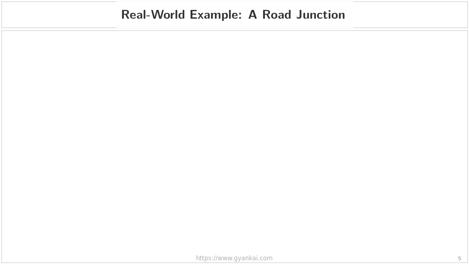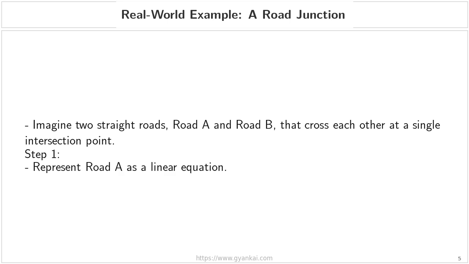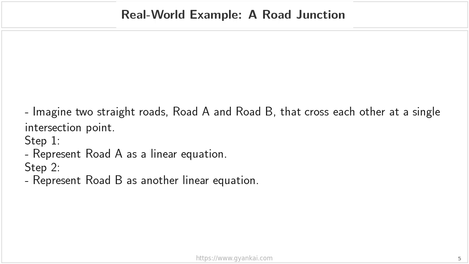Real-world example, a road junction. Now that we understand the theory behind intersecting lines, let's bring this concept to life with a real-world example. Imagine you are looking down at a map of a small town. You see two straight roads, let's call them Road A and Road B, that cross each other at exactly one intersection point. To turn this into a math problem, we can follow three simple steps. First, we represent Road A as a linear equation. Second, we represent Road B as another separate linear equation.